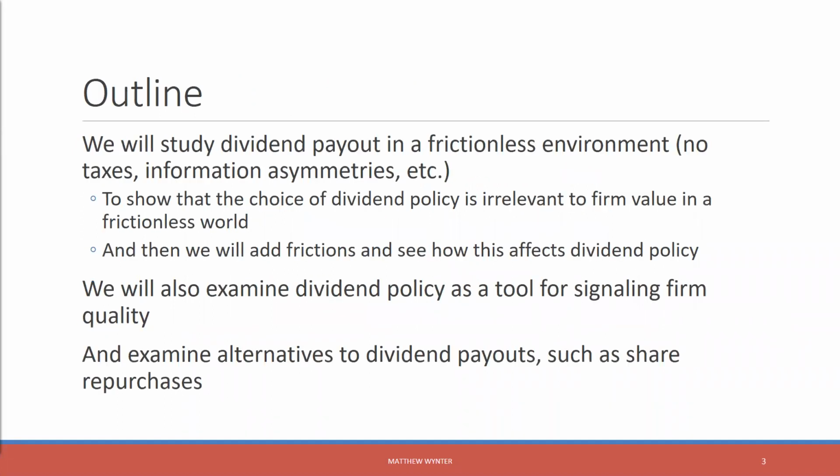We'll study dividend payout in a frictionless environment, meaning an environment where there's no taxes, no information asymmetry, nada. We'll use that to show how the choice of dividend policy is irrelevant to a firm's value. This means that the way the firm pays out cash to shareholders shouldn't have an effect on firm value. We'll also examine dividend policy as a tool for signaling firm quality. And then in our later topics, we'll look at the way that dividend payouts, such as repurchases, an alternative way of getting cash to shareholders, can also have some of the same effects.